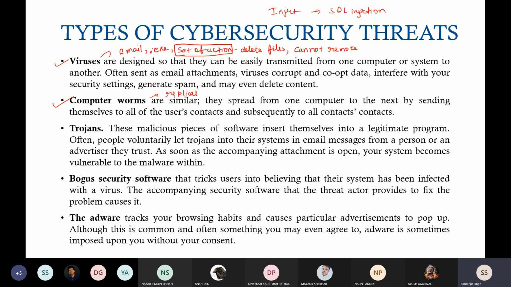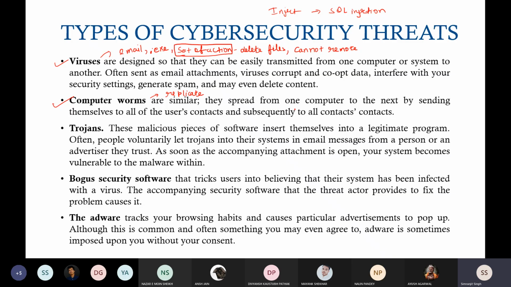Replicate means that if there is a worm in your mobile, it will take your contact list and send itself to your contacts. So this is the main difference between a virus and a computer worm. Computer worms are very similar, again, they perform a set of actions. The only difference is that they replicate themselves.